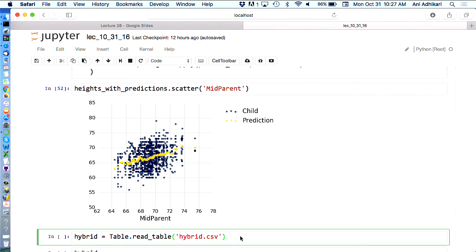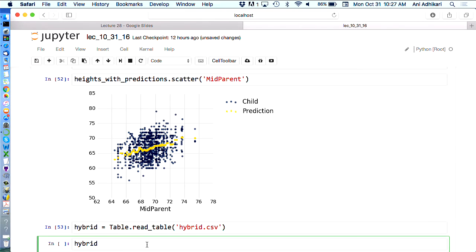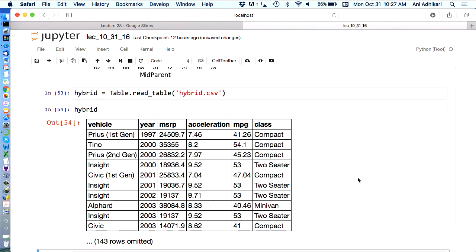So just so that we can move away from heights and mothers and babies and so on, because we're really tired of those, here's a data set on every single hybrid car from when they started making hybrid cars to about 2013. There's 153 of them, and you have data on what the vehicle is, the year it was manufactured, manufacturer's suggested retail price, acceleration, that's kilometers per hour per second, but never mind, it's just how fast it goes. Mileage, miles per gallon, and the class of the car, what kind of car it was.